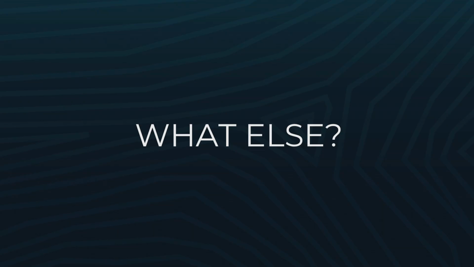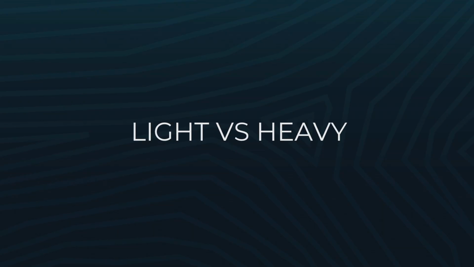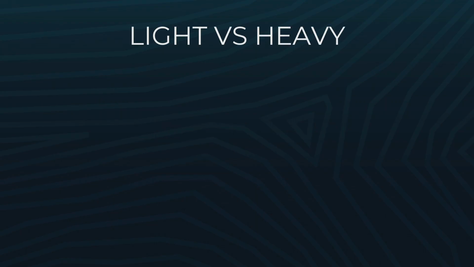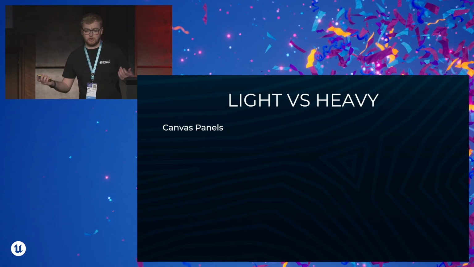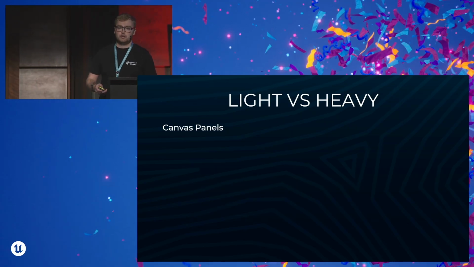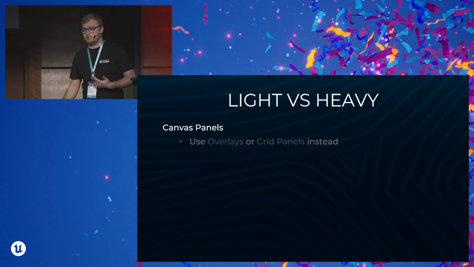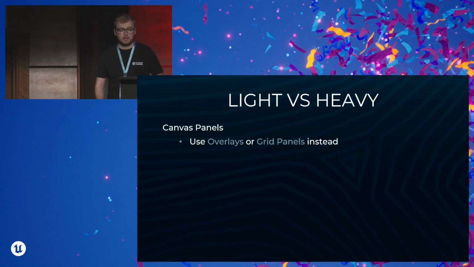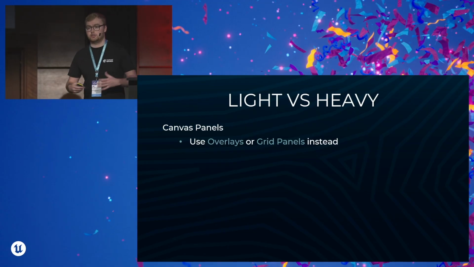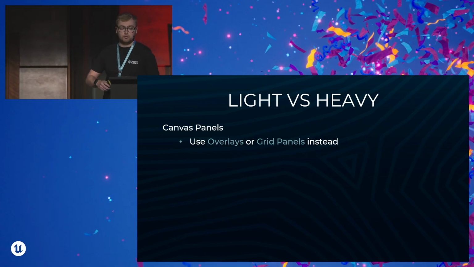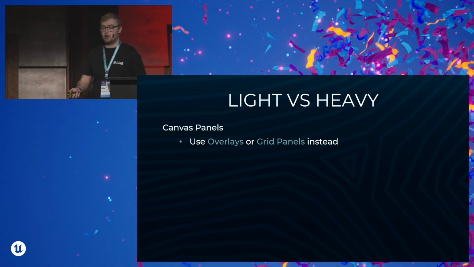So what other patterns do we see? Well, it's going to seem pretty simple, but light versus heavy logic. If we look at canvas panels, they used to be the default widget in all of our UMG widgets, and they're really heavy because they're a one-size-fits-all widget. They've got sizing, alignment, Z ordering, sorting, all that sort of thing. So if you don't need all of that on every widget, switch to an overlay or a grid panel. Let's say with UE5, this isn't the default anymore, so it's much easier. But reducing the use of canvas panels can help save a lot of time there.